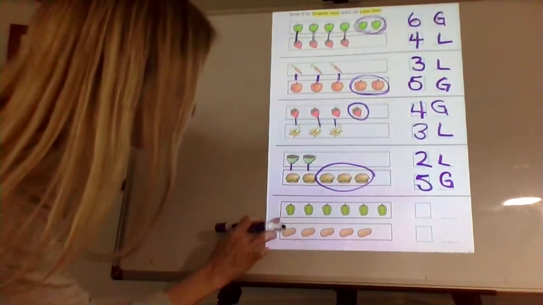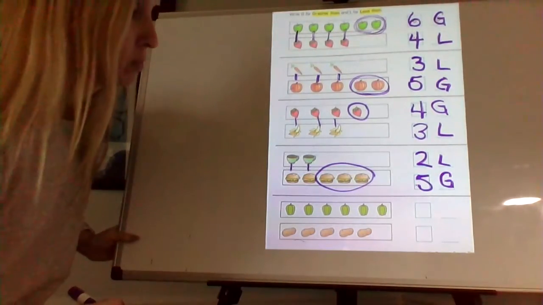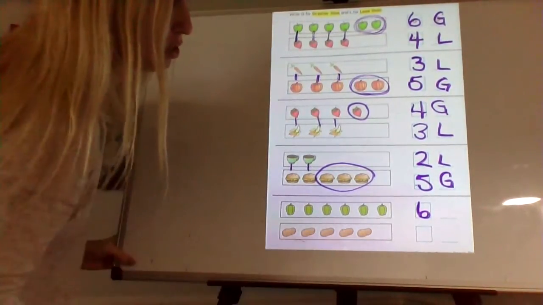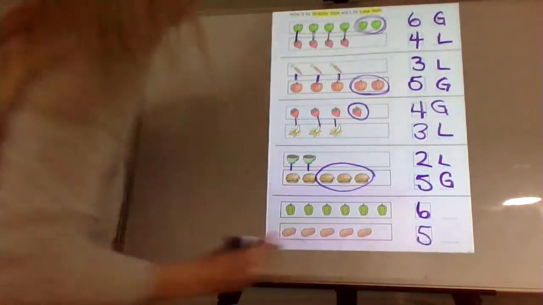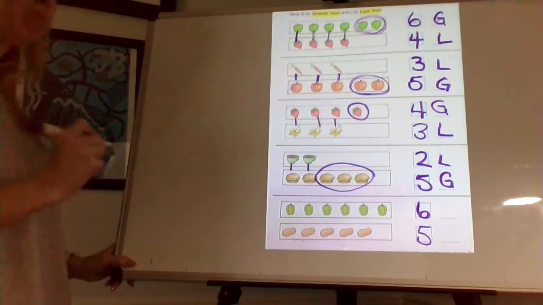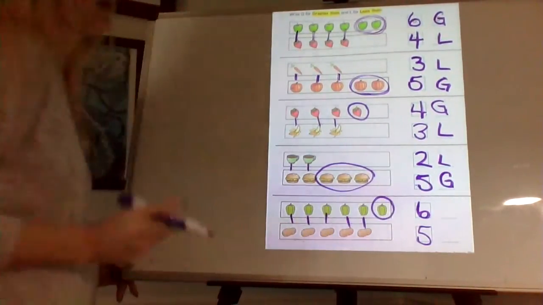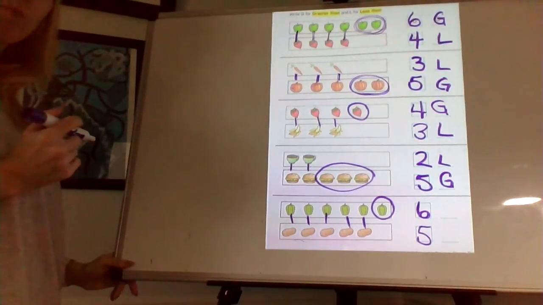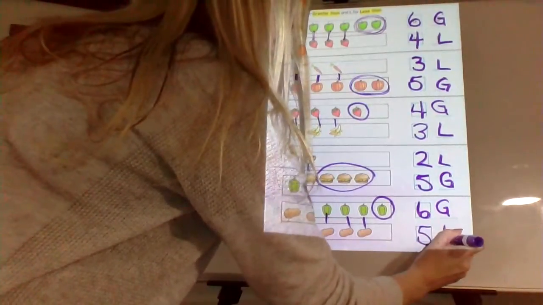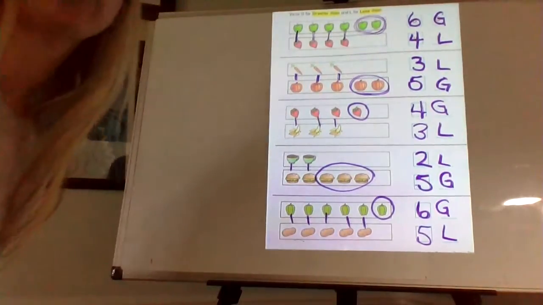Okay, last one. We've got some green peppers and some potatoes. How many green peppers do you see? Okay, there's 6 green peppers. And there's 5 potatoes. Those numbers are close together. Is 6 or 5 the greater number? Let's match them up and see. Oh, we've got 1 extra pepper. So which is greater, 6 or 5? 6 is greater. 5 is less.